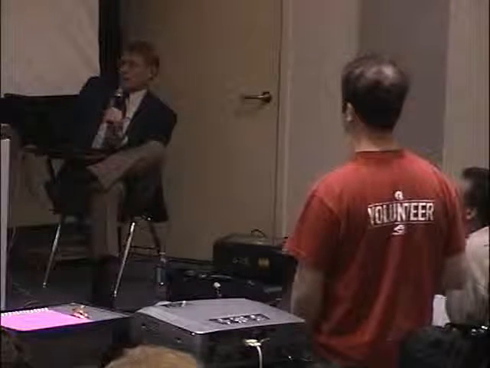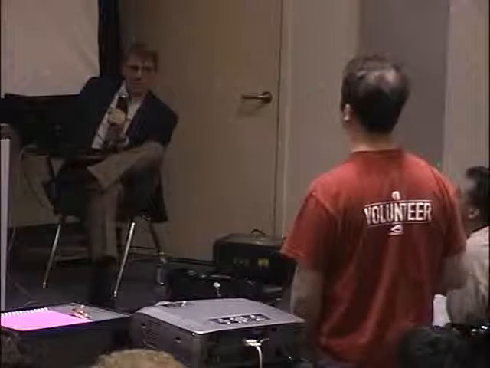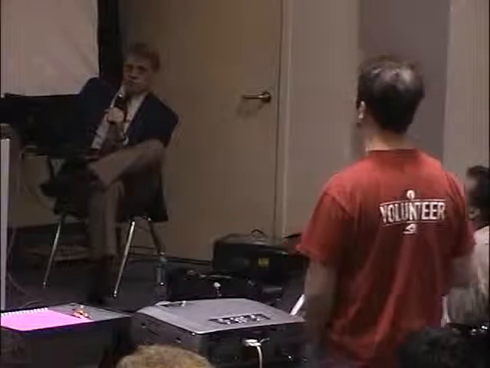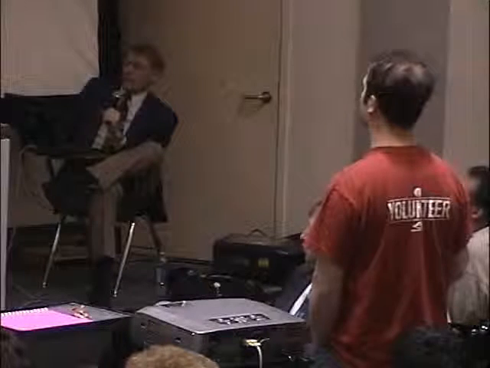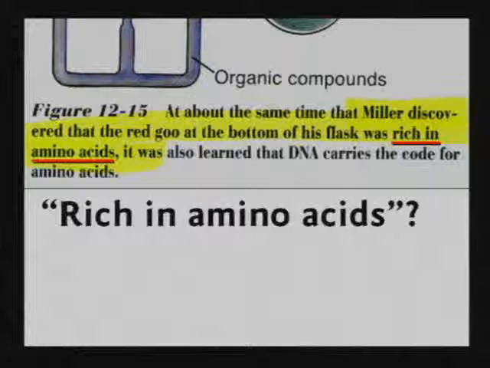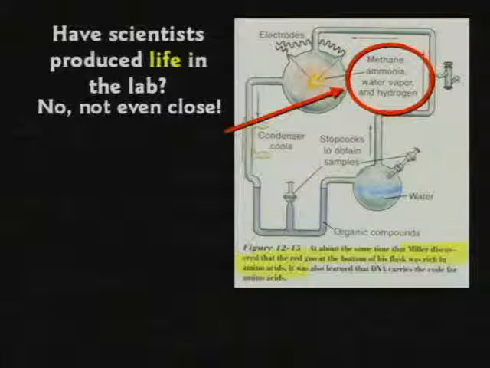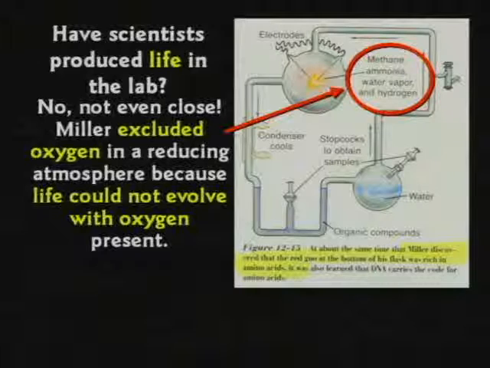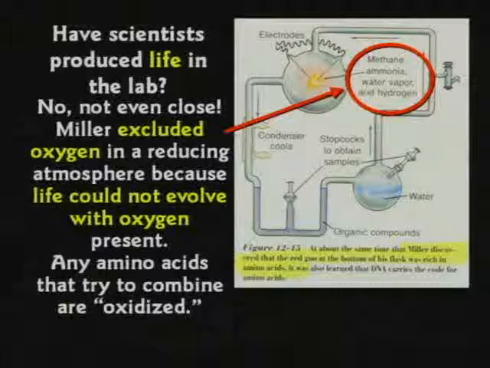They used methane, ammonia, water vapor, and hydrogen in this experiment, purposely excluding oxygen. And I'll explain why. This textbook says he discovered the bottom of the flask had a red goo that was rich in amino acids. Well, they didn't come close to making life. He excluded oxygen because he knew if there was any oxygen, it would oxidize whatever was created. The problem is, you can't get life to evolve with oxygen.